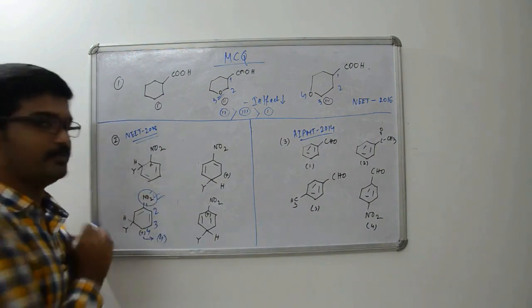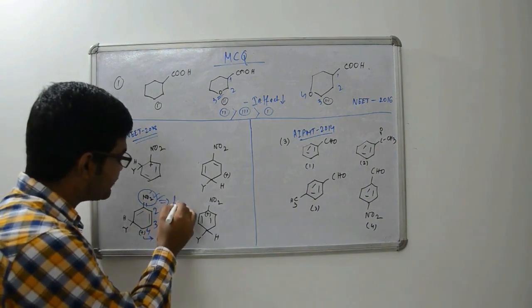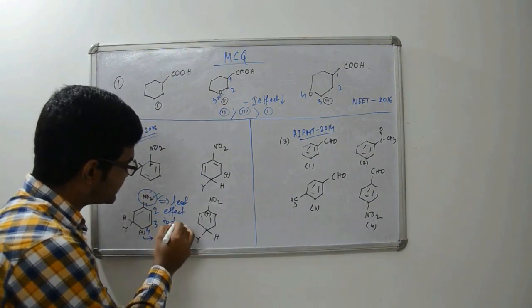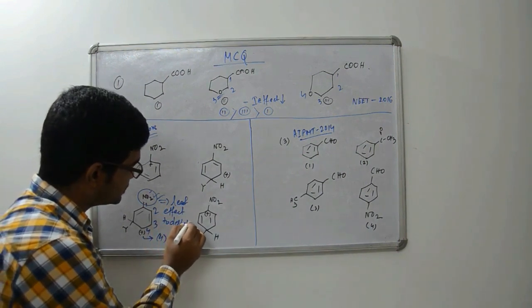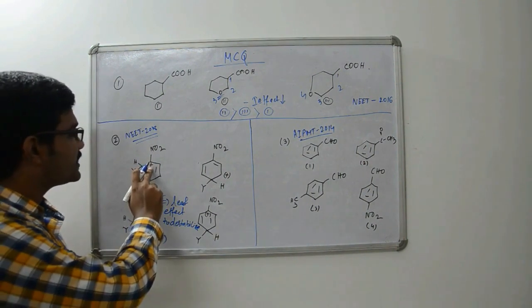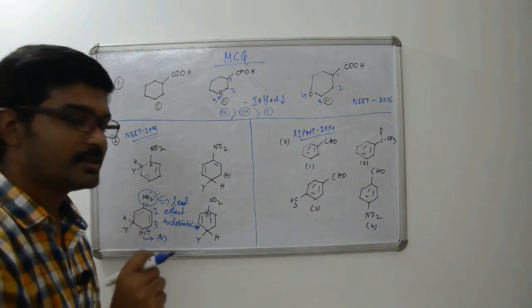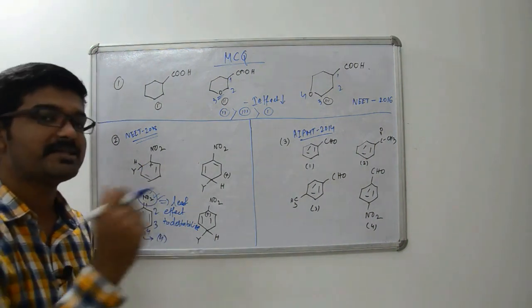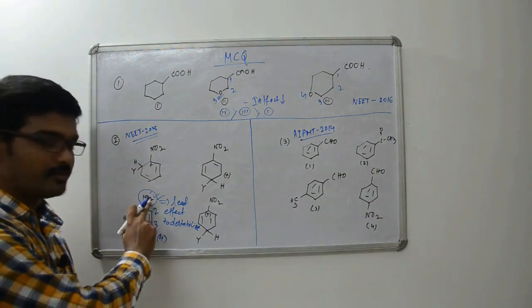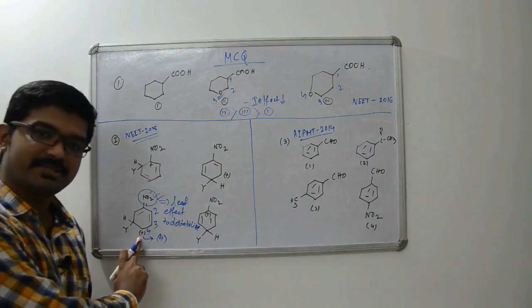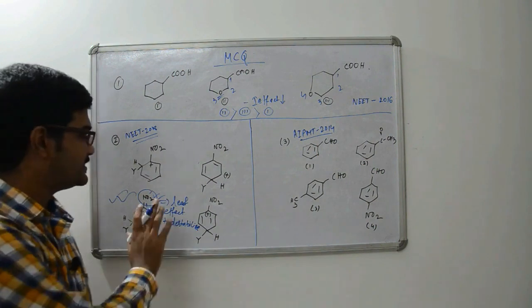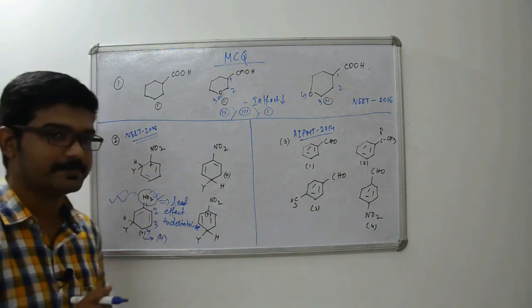So this NO2 group will have least effect to destabilize this carbocation, because the closer it is, the more it will destabilize, because we know that minus I groups will destabilize the carbocation. So in this case, since it is the furthest position from this NO2 group, it will have least effect to destabilize this carbocation. So this one will be the most stable carbocation. It's a very easy question that was asked in NEET 2018.